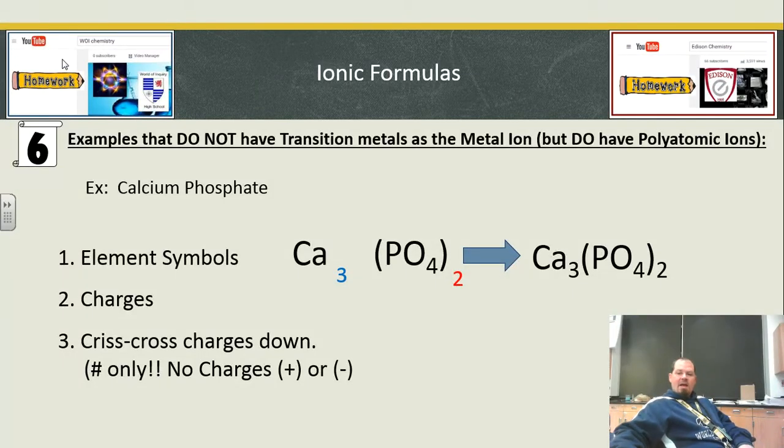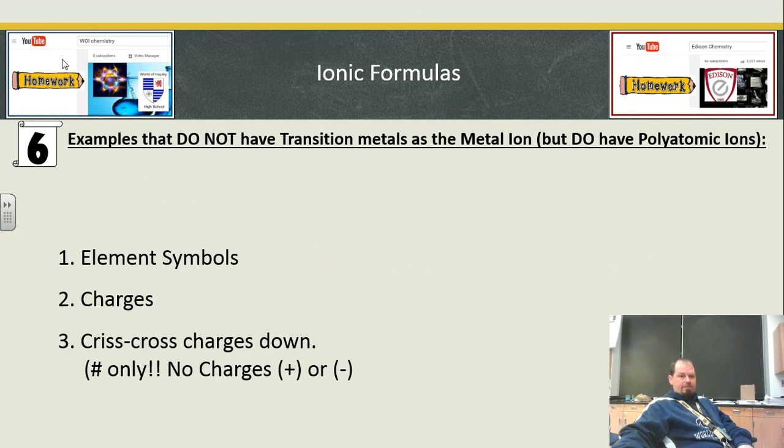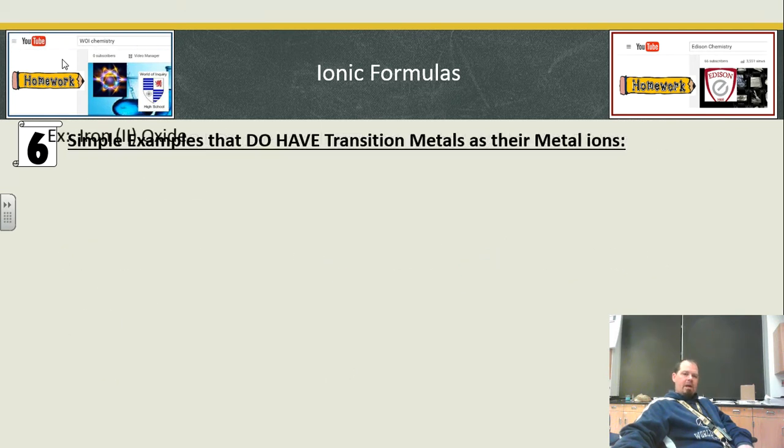So when we start counting atoms, next unit, you'll get a feel for how we distribute that 2 backwards. But right now, you need to know that that means there's 2 phosphate groups, which is a polyatomic ion. They stay together. They do not separate. Okay. Next one. This one is the transition metals.